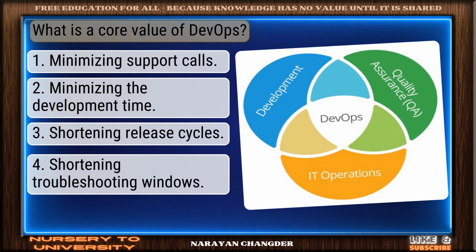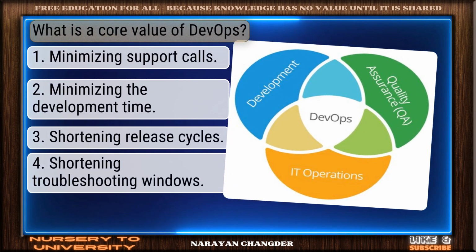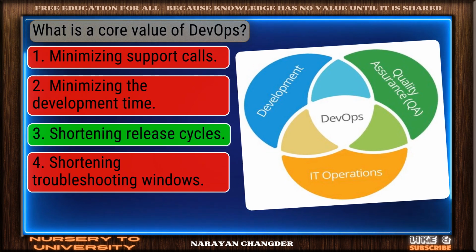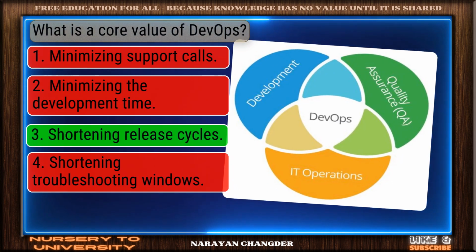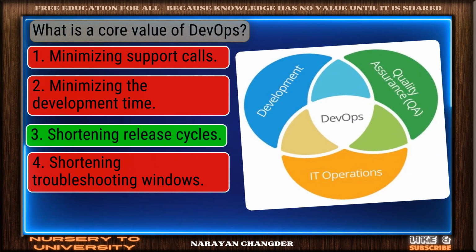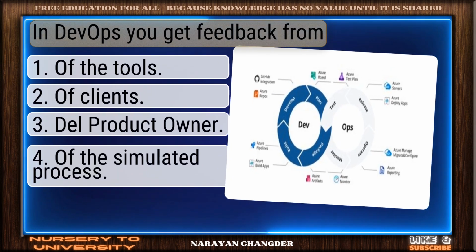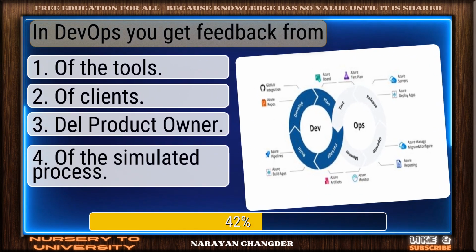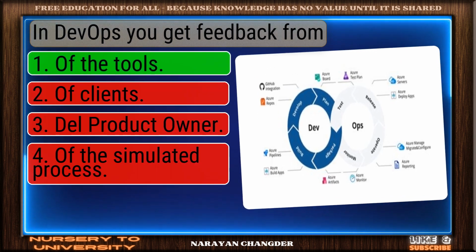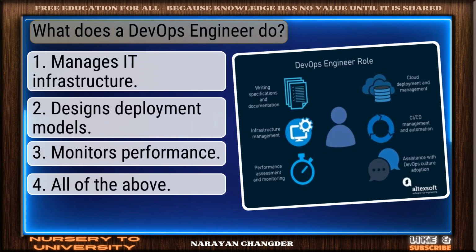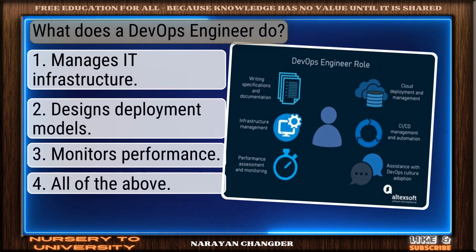Question number 39. What is a core value of DevOps? Excellent choice. Shortening release cycles is the right answer. Question number 40. In DevOps, you get feedback from. Great job. Of the tools is the accurate answer. Question number 41. What does a DevOps engineer do?